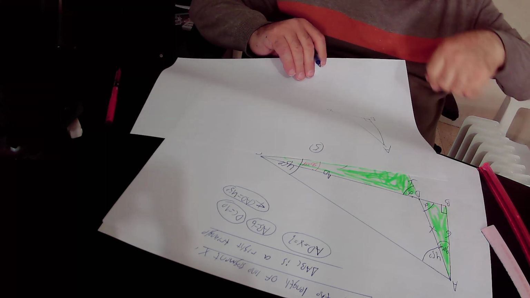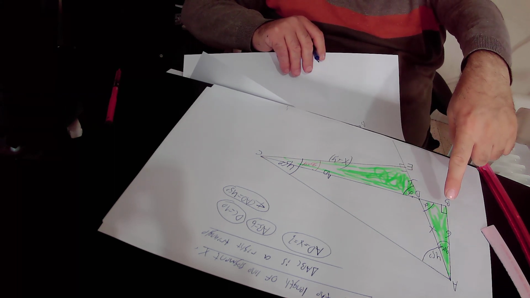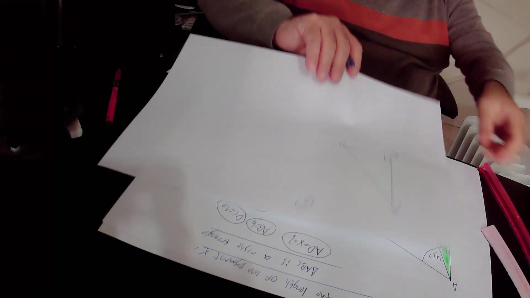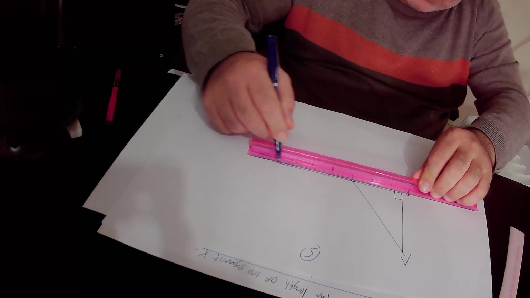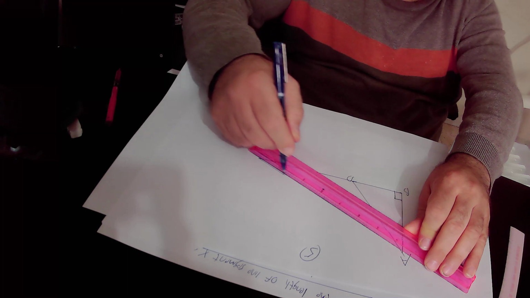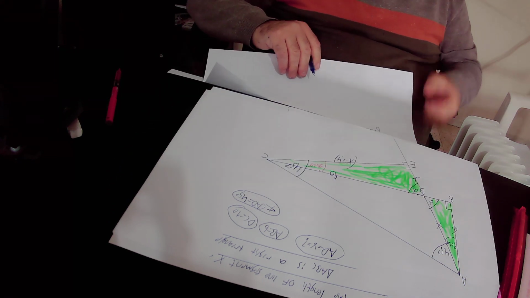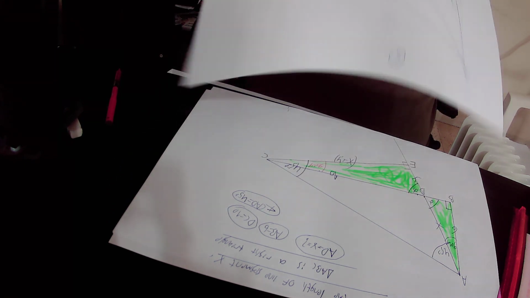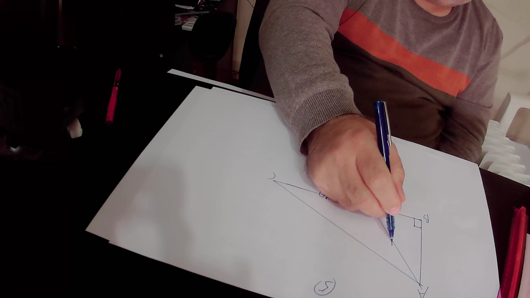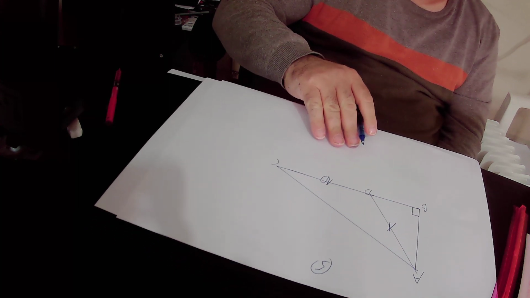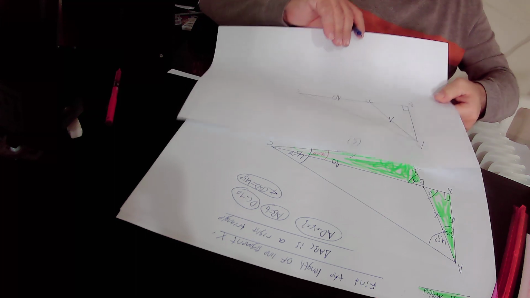And we have also triangle ADC, which is adjacent to the green triangle, triangle ABD. Here, it is given in the question that DC equals 10 units, AD equals x, it is the line segment that we are looking for, and it is given in the question that angle DAC equals 45 degrees.